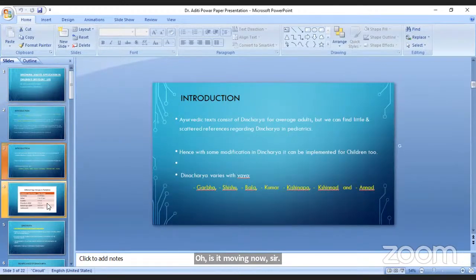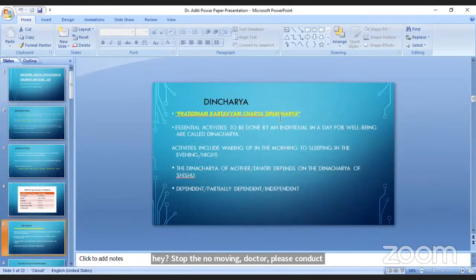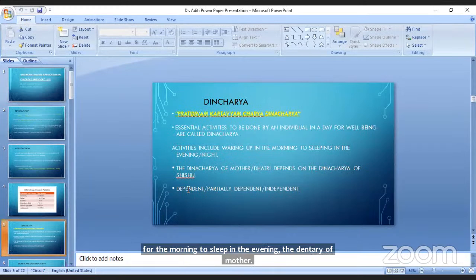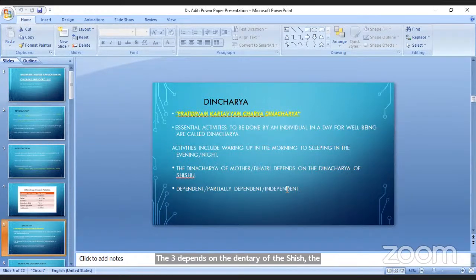Dincharya: essential activities to be done by an individual in a day for well-being, including waking up in the morning to sleeping in the evening. The Dincharya of the mother, Dhatri, depends on the Dincharya of the Shishu. The Shishu may be dependent, partially dependent, or independent. In dependent, we consider newborns. In partially dependent, we consider the toddler and preschool group. In independent, we consider teenagers and adolescents.